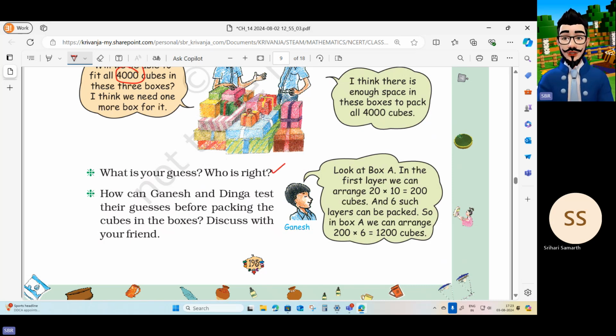We already answered this. Now, read it. How can Ganesh and Dinga test their guesses before packing the cubes in the boxes? Discuss with your friend. I think we have already done it, right? Next. Look at box A. In the first layer, we can arrange 20 into 10 equals 200 cubes, and 6 such layers can be packed. So in box A, we can arrange 1200 cubes. That is what we did.